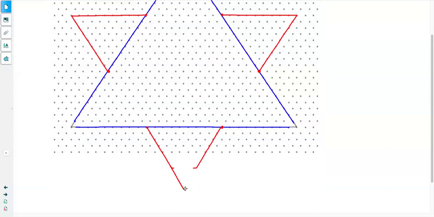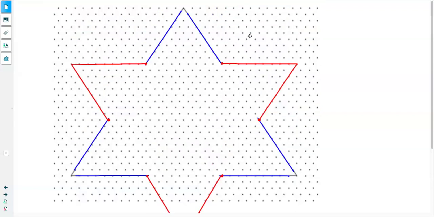Now, once we have this done, what we're going to do is go back and erase the line segment where we drew the new equilateral triangles. So this is stage 1 of the Koch snowflake.